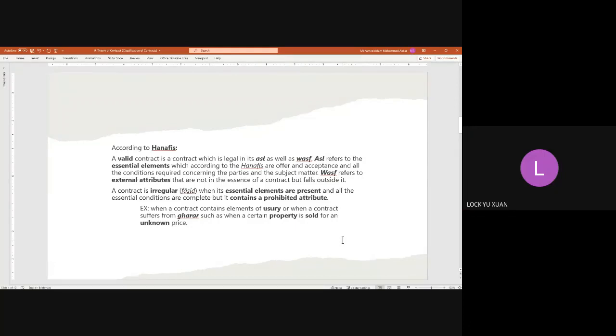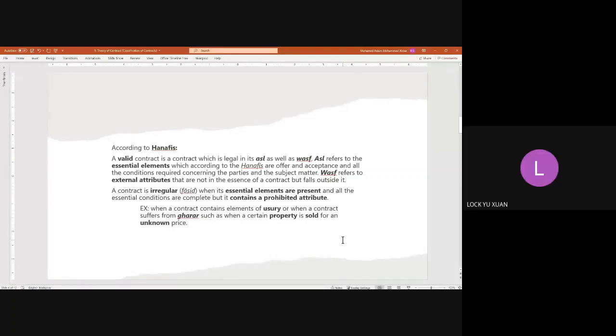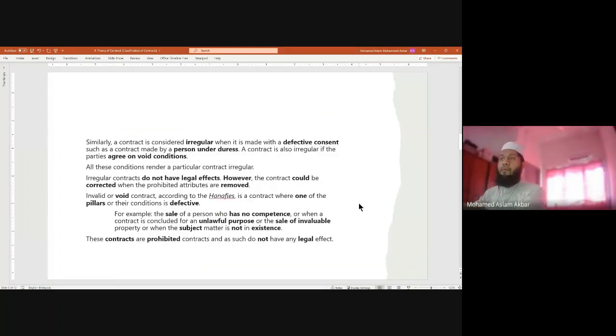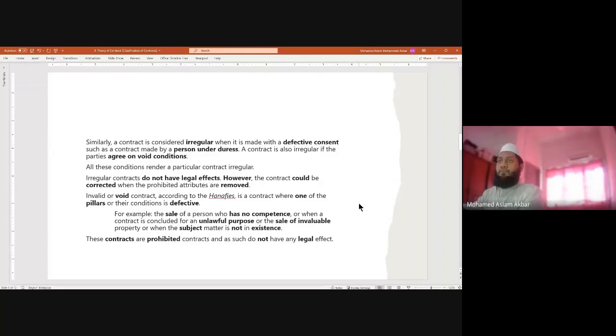So I want to ask, just now, my example, the contract, which, all right. Yeah, correct. So can you repeat again? Like for the next slide. Okay, this one, yeah? Yes. Like the invalid or weak contract according to the Hanafi, that one. Yes.